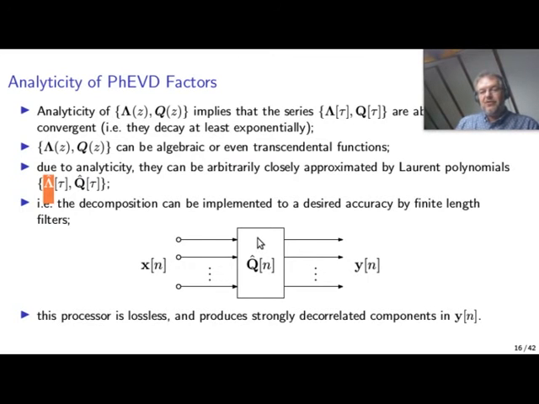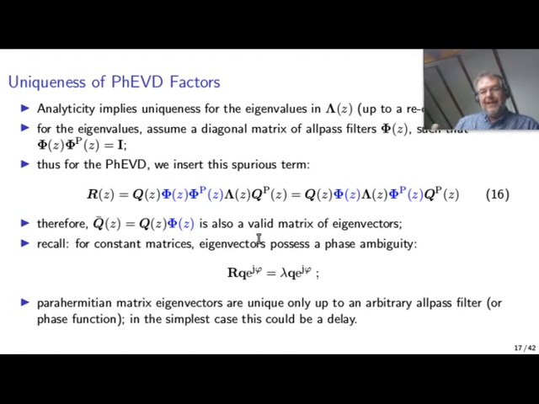in order to encourage implementations of this. Another important aspect is the uniqueness of these factors. So the eigenvalues will be unique. They will be polynomials or Laurent polynomials themselves, so they will be frequency dependent. The eigenvectors, however, are ambiguous.